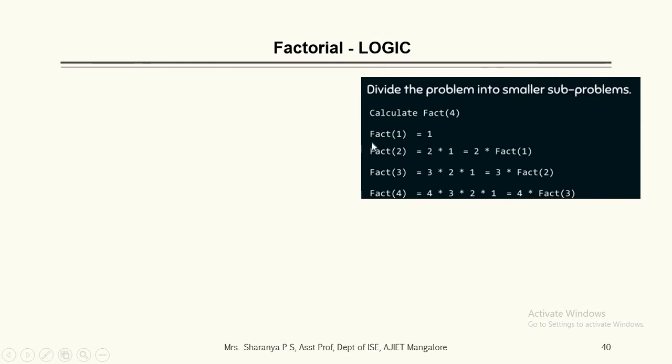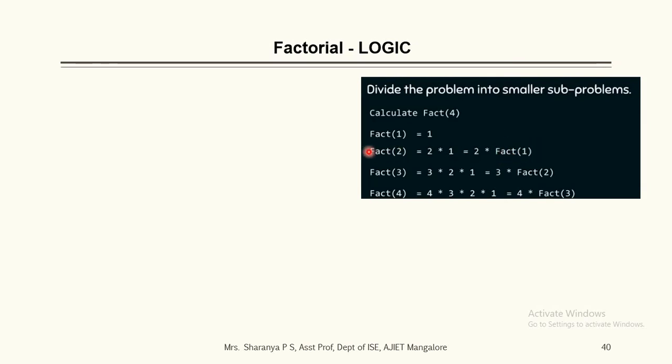Here, first thing is factorial of 1. We know that factorial of 1 is nothing but 1. And factorial of 2, what is the value? That is 2 into 1. And then factorial of 3 is nothing but 3 into 2 into 1. And factorial of 4 is, as we know, 4 into 3 into 2 into 1. From this, can we conclude anything? Is there any similarity we can find, and can we write some conclusion point here?